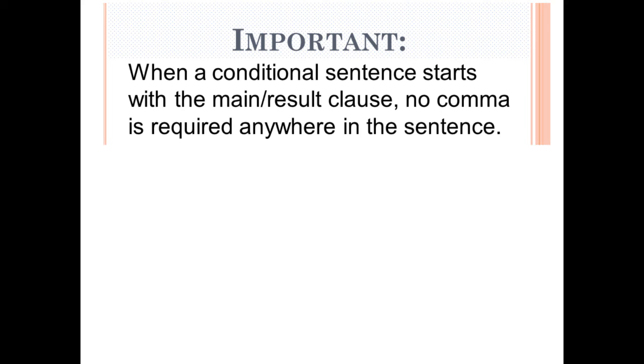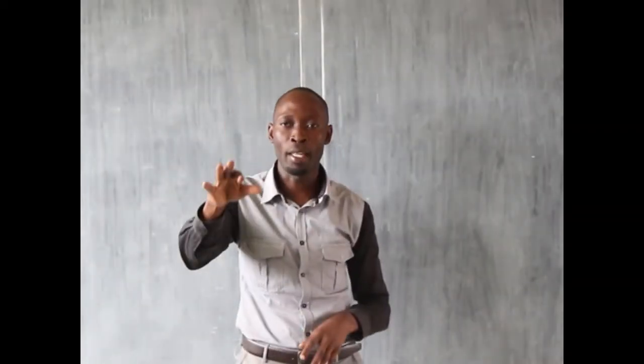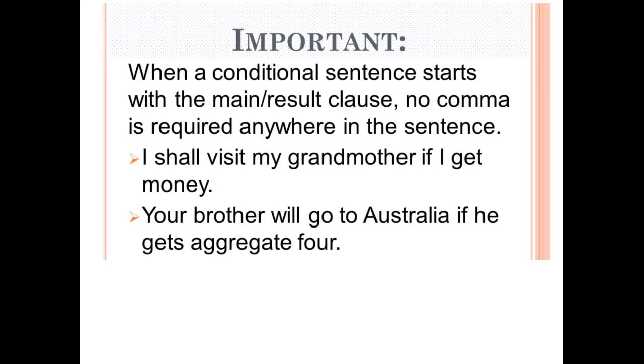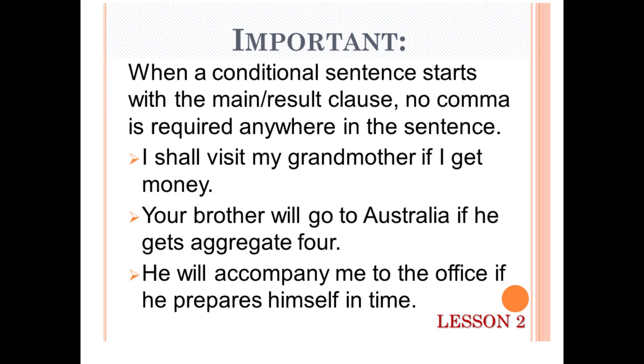Please note, this is a reminder, when a conditional sentence starts with the main clause or the result clause, no comma is required anywhere in the sentence. We looked at that in the previous lesson. I just want to emphasize it. And the examples are there. I shall visit my grandfather if I get money. Your brother will go to Australia if he gets aggregate 4. He will accompany me to the office if he prepares himself in time. Those three sentences do not have any commas because they all have begun with the result clause.